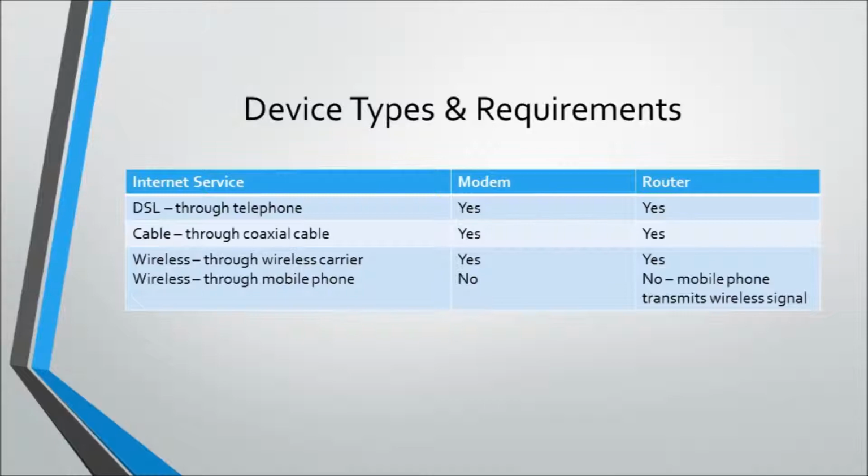Device types and requirements vary by internet service provider. You will need a specific modem for DSL, cable, and wireless service through a wireless carrier. You will also need a router for each of these options. If you receive wireless service through a mobile phone or hotspot, you will not need a modem or a router. Your telephone or wireless hotspot acts as a modem and a router.